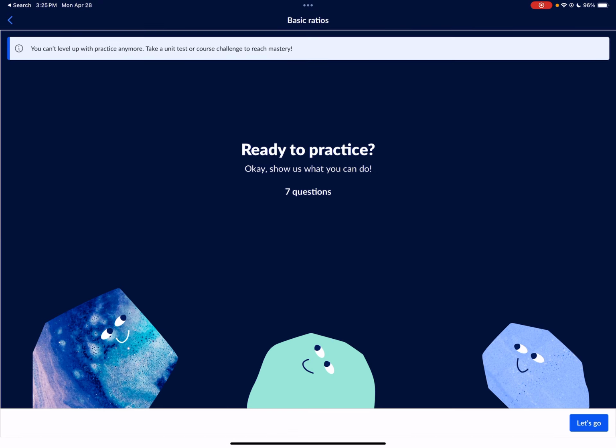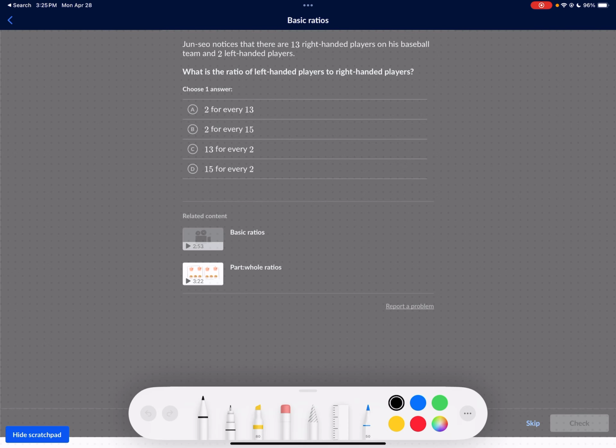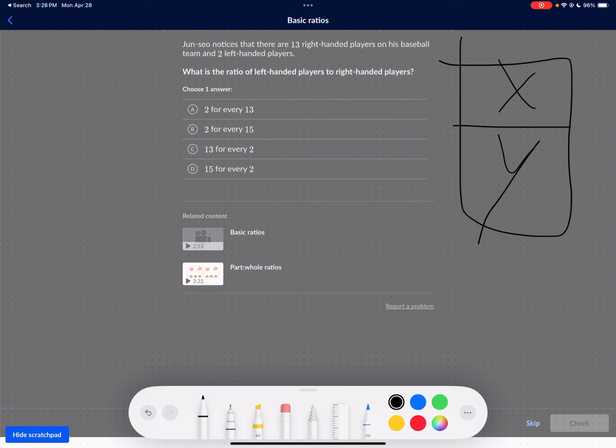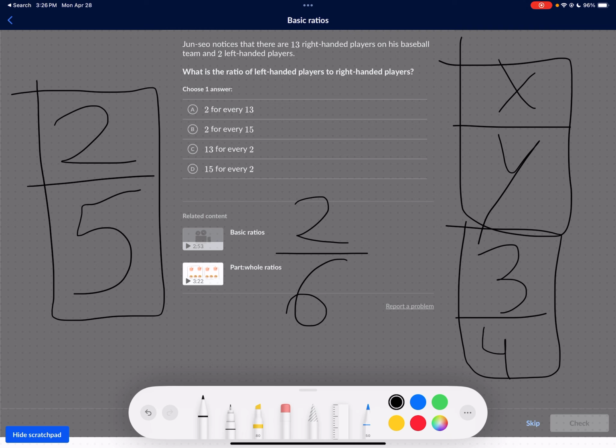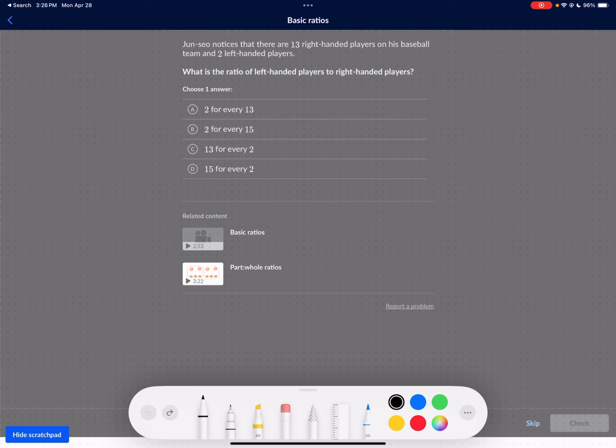Basic ratios. So what is a ratio? A ratio is a number over a number. So right here, this is a ratio. Maybe we plug in some numbers. Maybe 2 over 5. This is a ratio. 3 over 4. This is a ratio. And 2 over 6. This is a ratio. Now be careful. In some of these problems, we'll want to have simplified and unsimplified ratios.